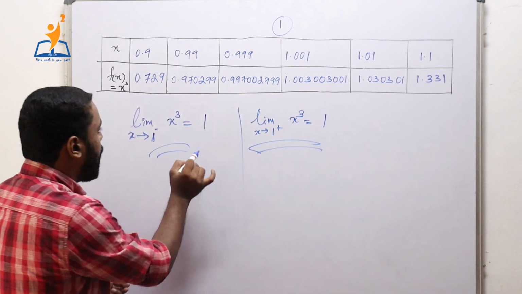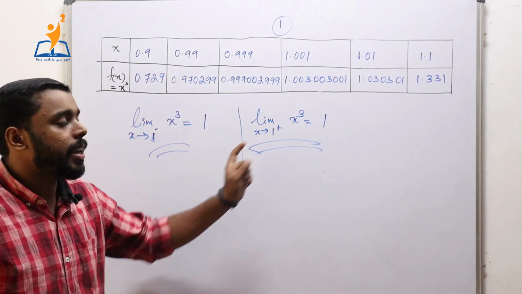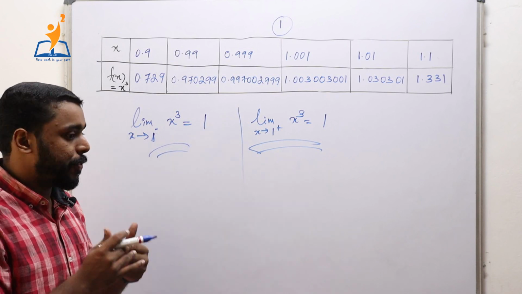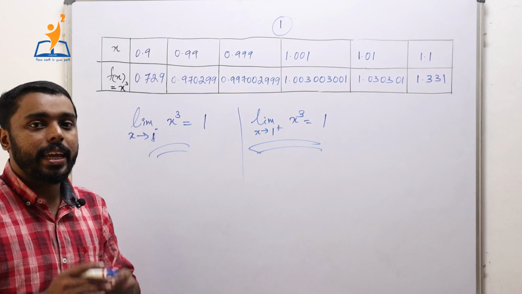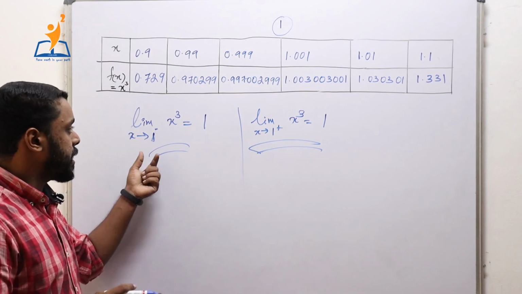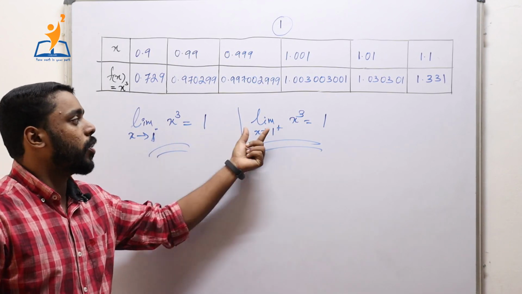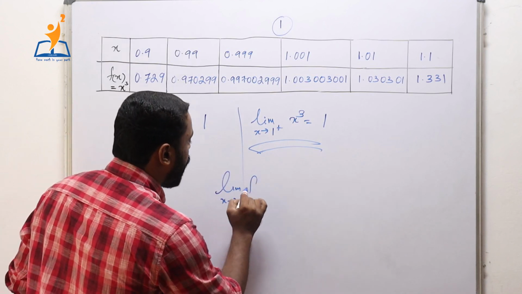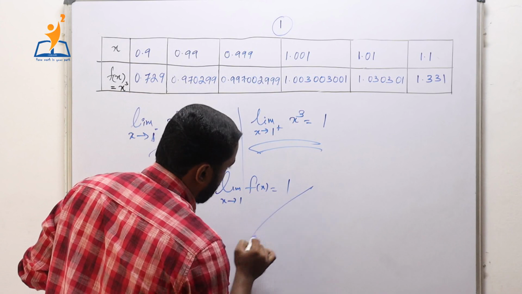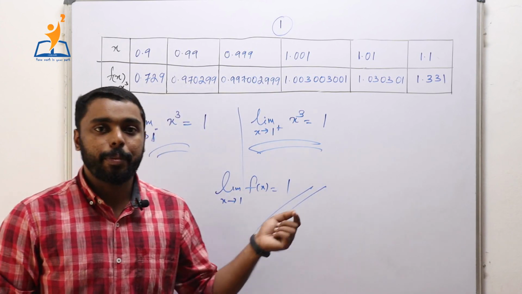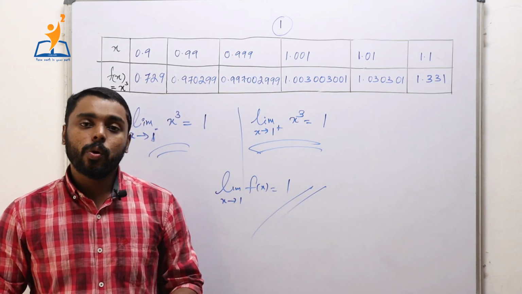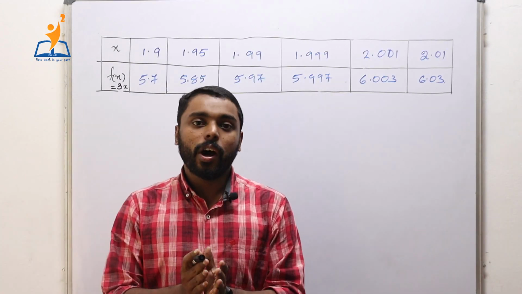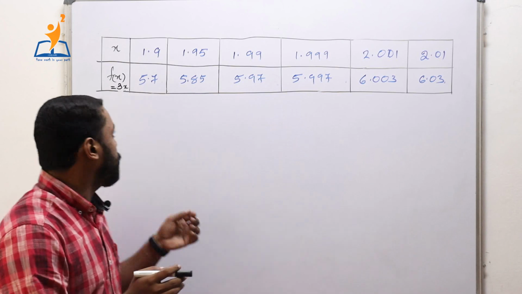Hence we can see that the left hand limit and the right hand limit approach the same point 1, that is, the left hand limit equals the right hand limit. In that case we can say that limit x tends to 1 of f of x equals 1. So we can say that the limit exists at this point. Now we shall move to the next example, the next function.